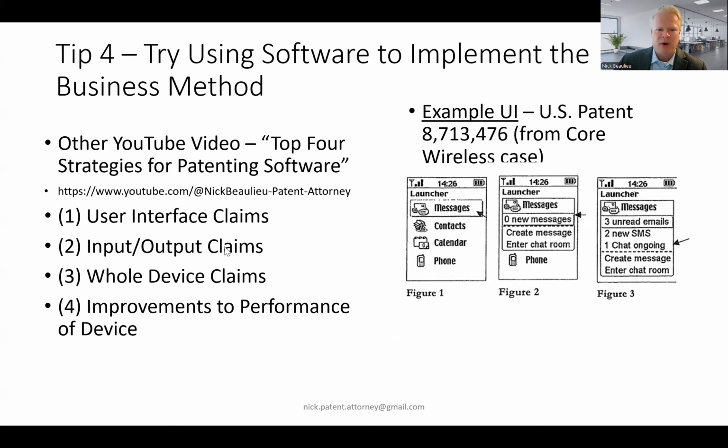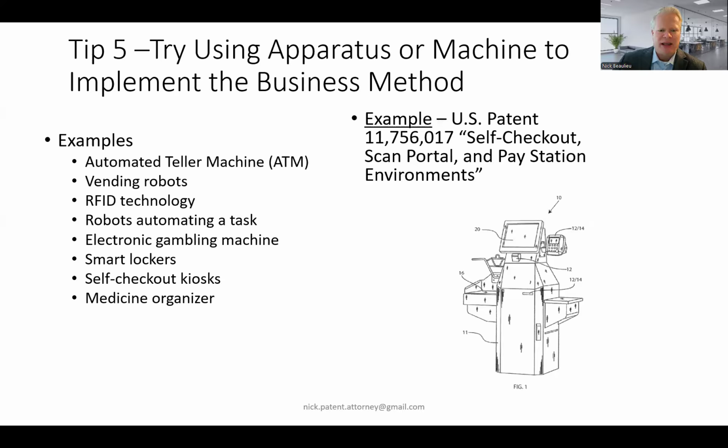And then tip 5 is try to use an apparatus or machine to implement the business method. I have some examples here: automated teller machine, vending robots, RFID technology, robots automating a task, electronic gambling machine, smart lockers, self-checkout kiosk, medicine organizer. These are all just different business ideas.